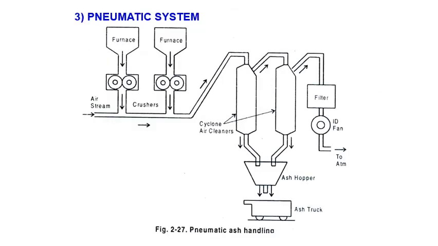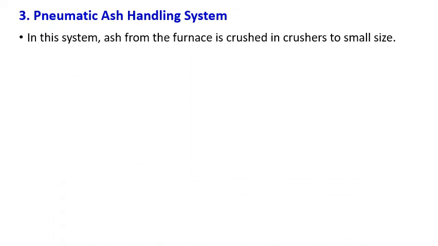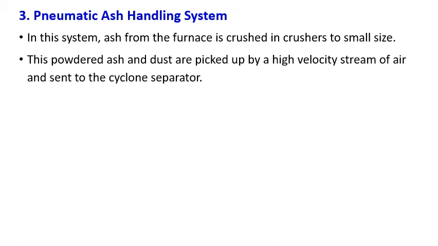Next one is a pneumatic system, where I am using air as the media to convey the ash. In the pneumatic ash handling system, the ash from the furnace is crushed in the crusher to a small size. Here, if clinkers are there, they will be made into powder and conveyed further. This powdered ash and dust are picked up by a high velocity stream of air and sent to the cyclone separator. Surely I want a compressed air system. Compressors are generally provided in the thermal power station and are used over here, right?